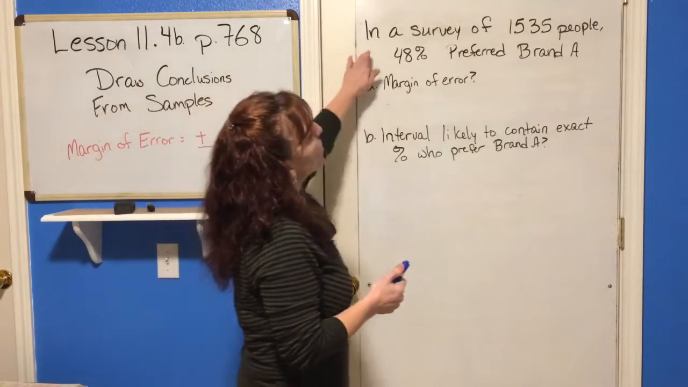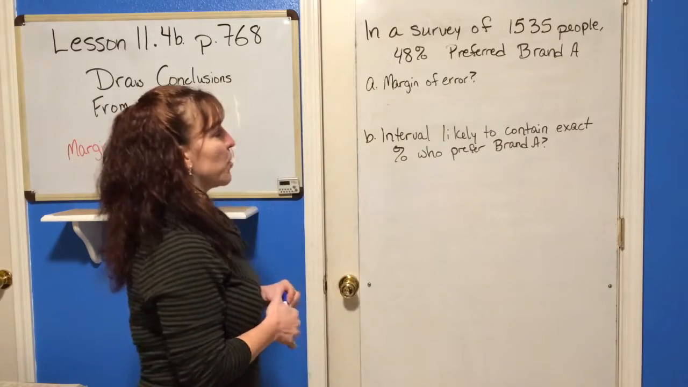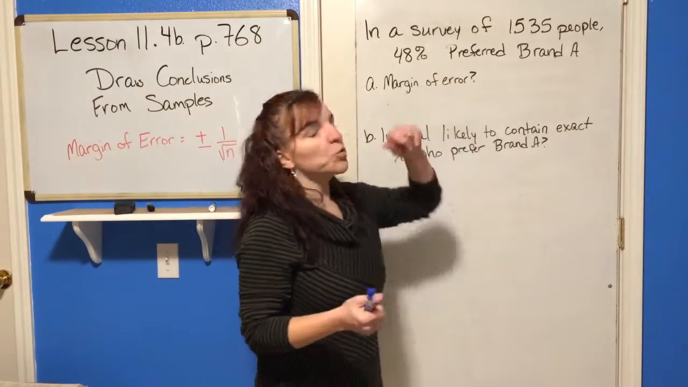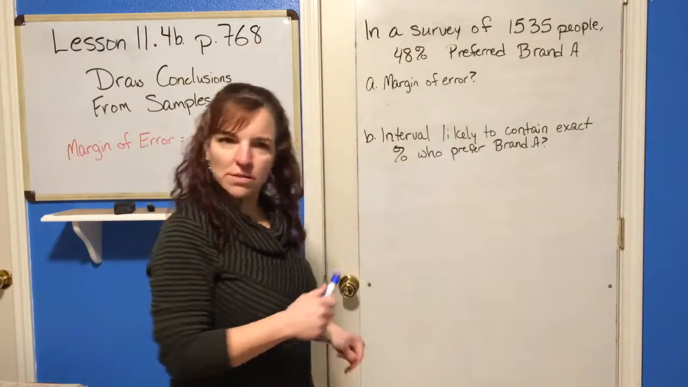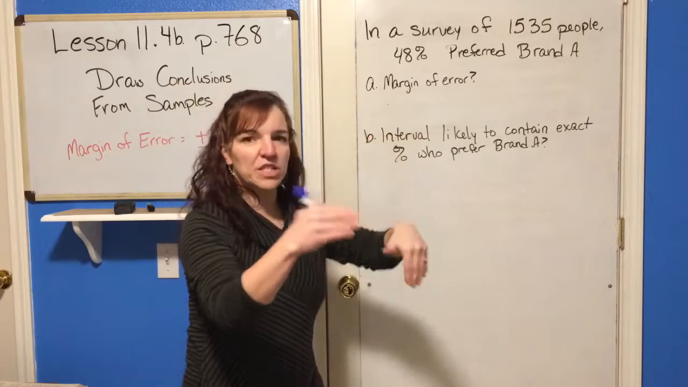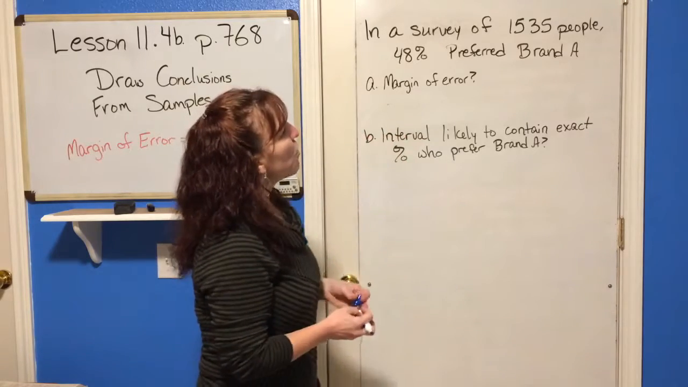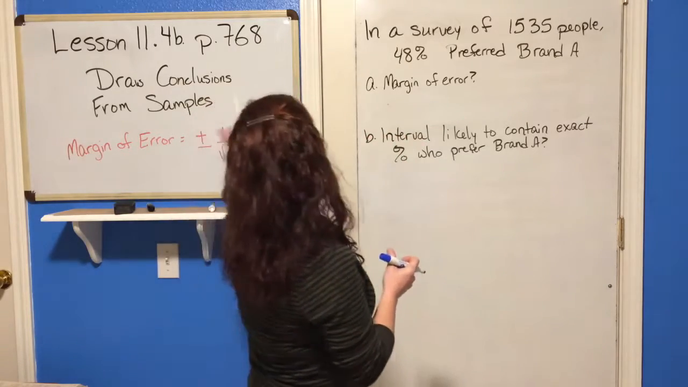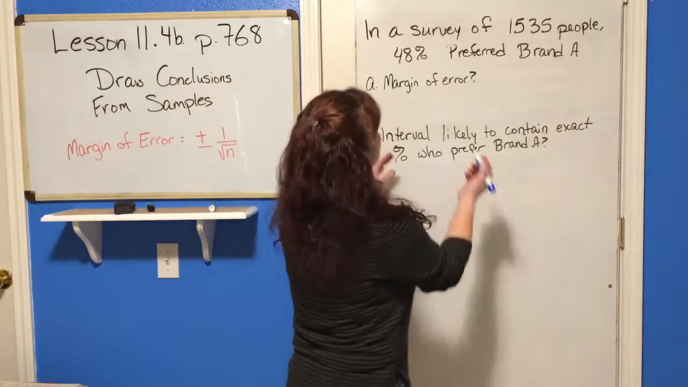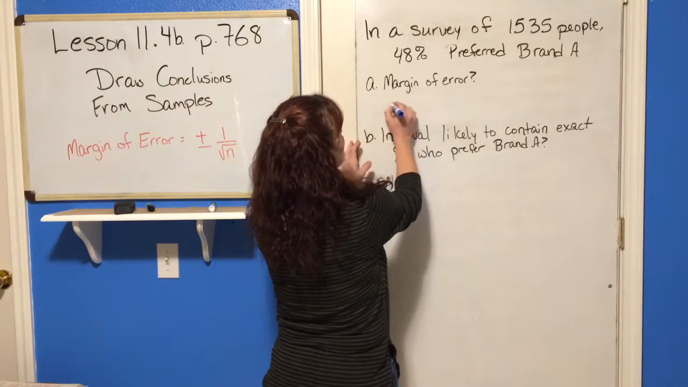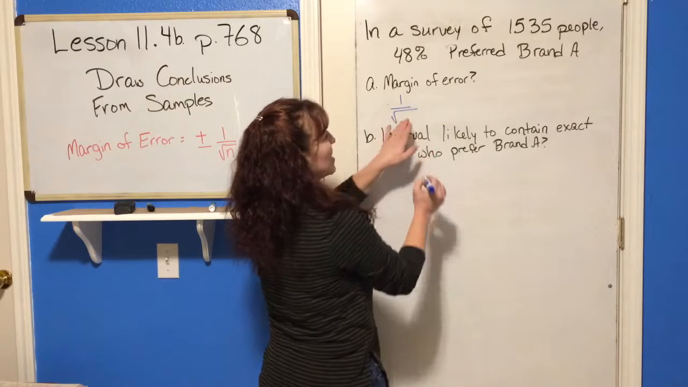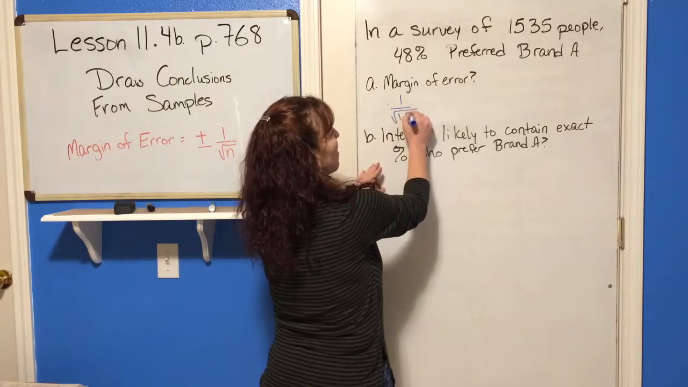In a survey of 1,535 people, 45% of the people that were surveyed preferred brand A of toothpaste. So we want to know, what is the margin of error for this particular survey? Well, the margin of error is going to be plus or minus 1 over the square root of the size of our sample, which is 1,535.